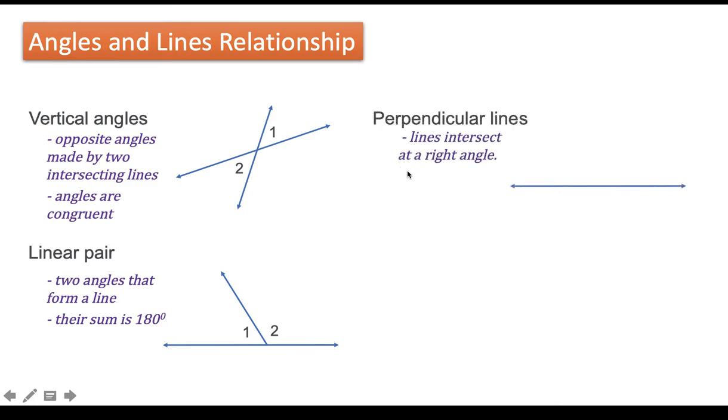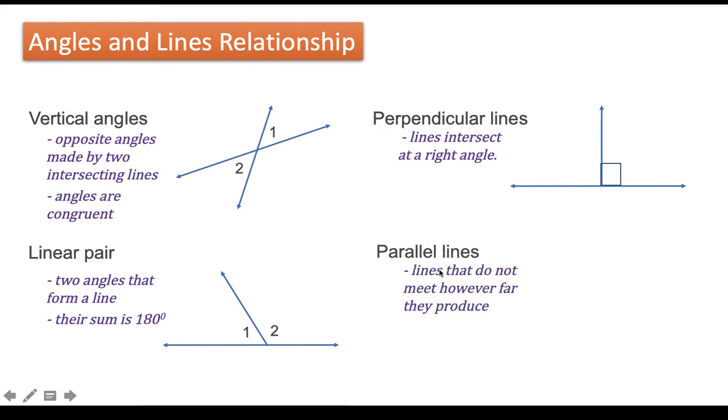Perpendicular lines are two lines that form a right angle. So if there are two lines here, and if we measure the angle here, it forms 90 degrees. Therefore, the two lines are perpendicular lines. However, if the two lines do not meet however far they are produced, like the two lines right here, however far they are extended, if they will not intersect, the two lines are said to be parallel. So if you see a symbol like this, two arrowheads facing in the same direction, this signifies that the two lines are parallel.